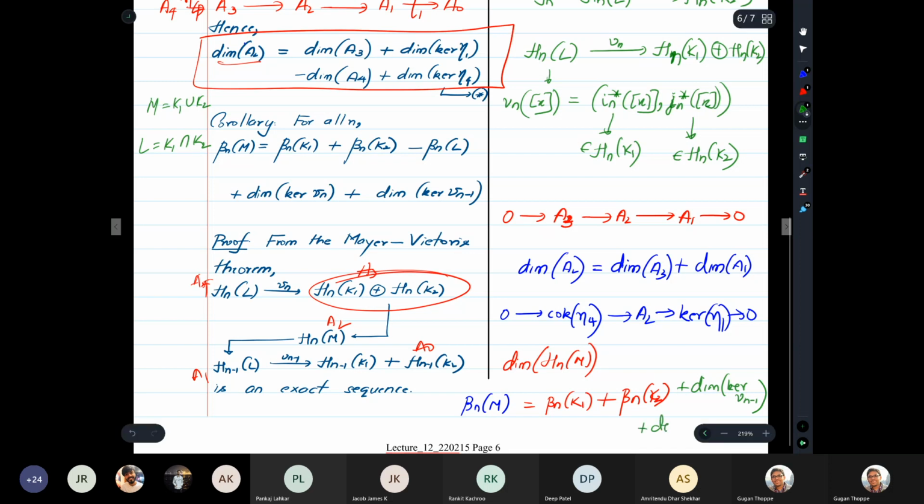So that is what will lead to the dimension of the kernel of nu n, right? And finally, you have this dimension of A4. So A4 over here is this. So the dimension of this is precisely beta n of n, right? So just by substituting what A4 is, what A2 is, and so on, and using this relation, you will be able to obtain the statement stated in the corollary.